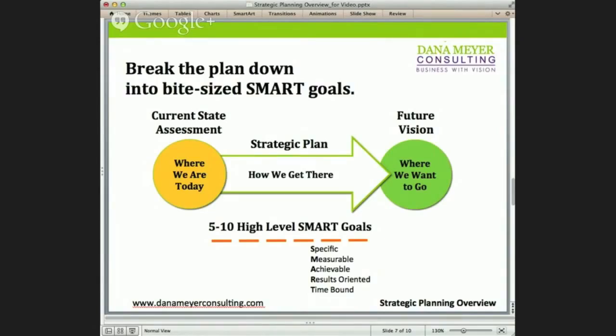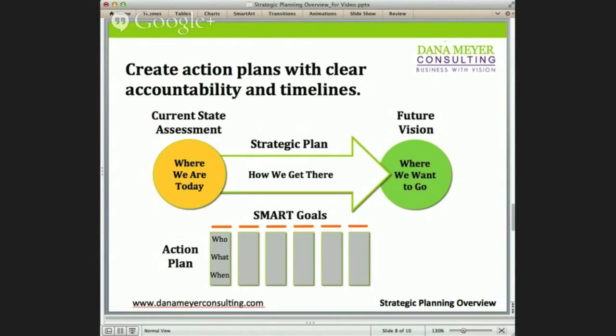accomplished. So after you have your 5 to 10 high level goals, the next step is to create an action plan. And in that action plan, that is where you're baking in the accountability and timelines and needed resources in order for those goals to be achieved. So the action plan needs to cover the basics of who needs to do what, by when, sometimes the how.